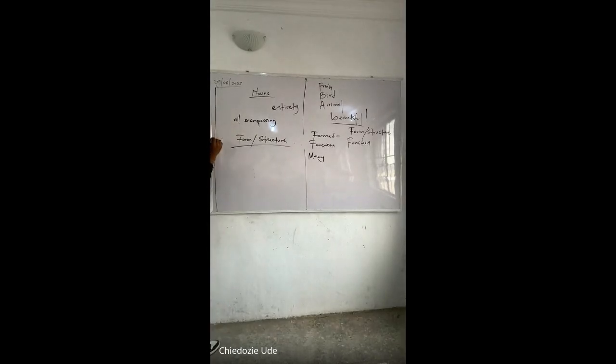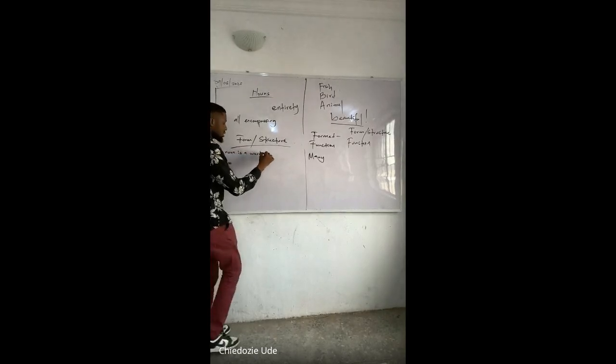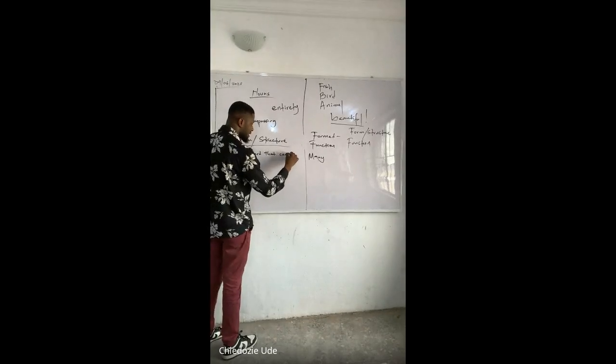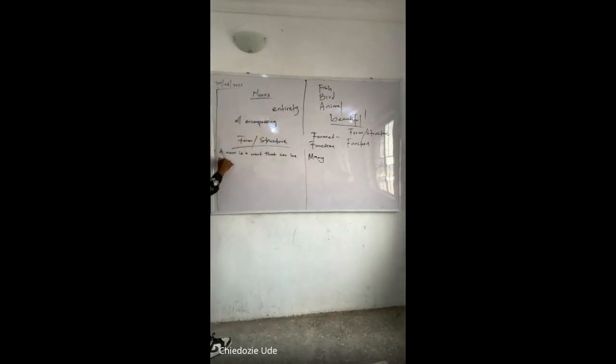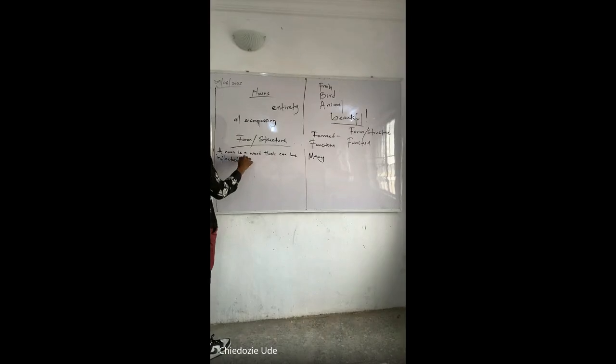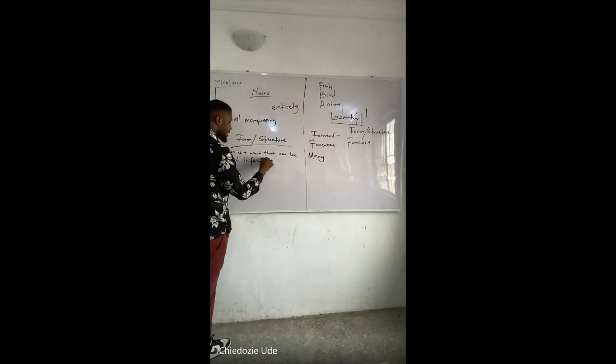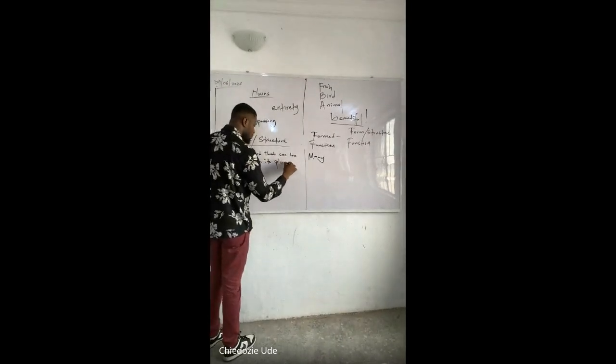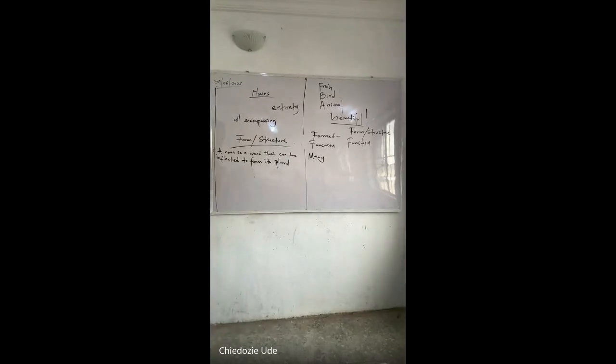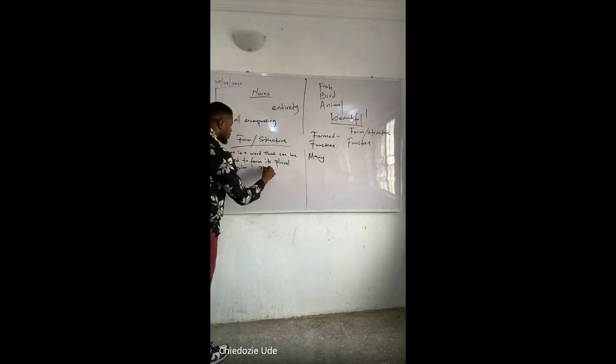One. A noun is a word that can be inflected to form its plural. Let's see, we have singular and we have plural. So a word that can be inflected to form a plural is a noun.